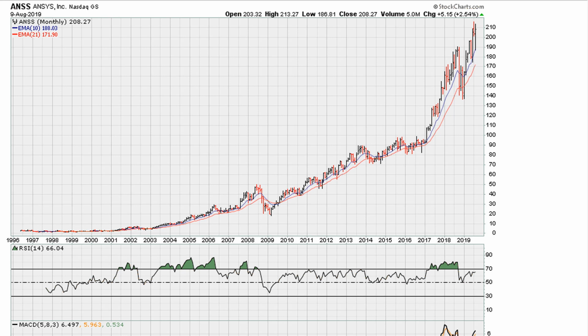Let's take a look at a stock here. Now, keep in mind, we've come from the lows of 2009. Here we are trading, and this is a big move of, let's call it, 10 years. Talking 20 here, now at 210, give or take. So at some point, there's going to be a massive pullback.